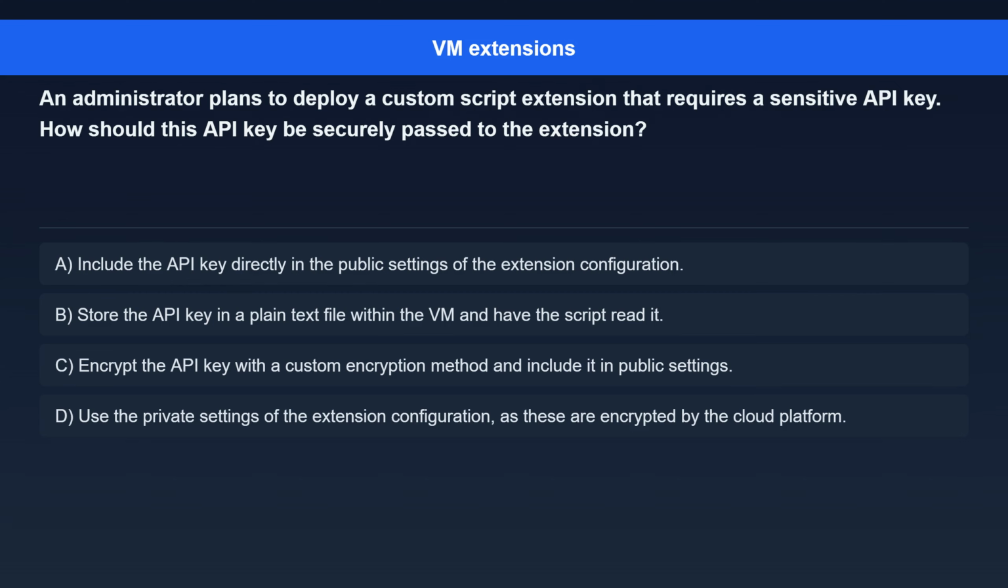Question 3. An administrator plans to deploy a custom script extension that requires a sensitive API key. How should this API key be securely passed to the extension? Option A. Include the API key directly in the public settings of the extension configuration. Option B. Store the API key in a plain text file within the VM and have the script read it. Option C. Encrypt the API key with a custom encryption method and include it in public settings. Option D. Use the private settings of the extension configuration, as these are encrypted by the cloud platform.